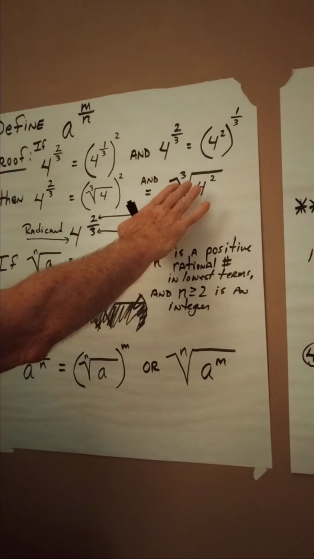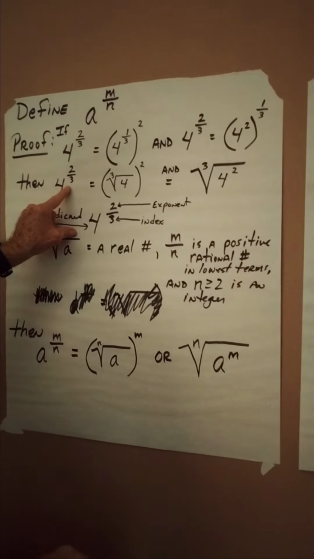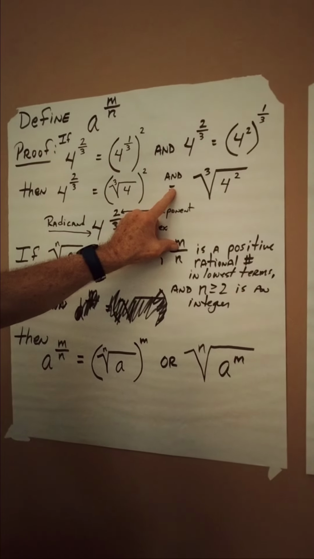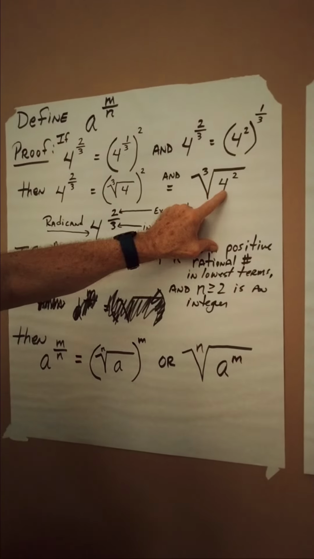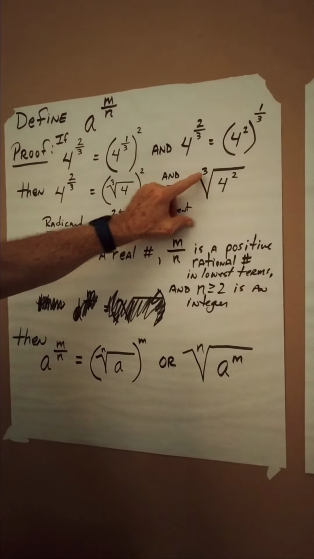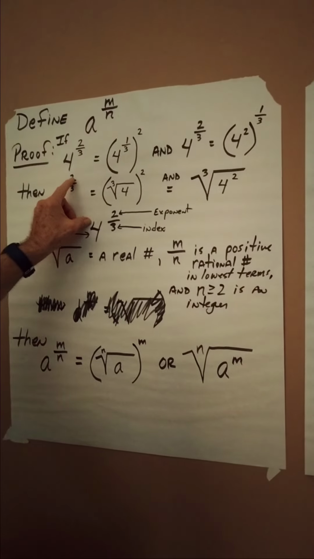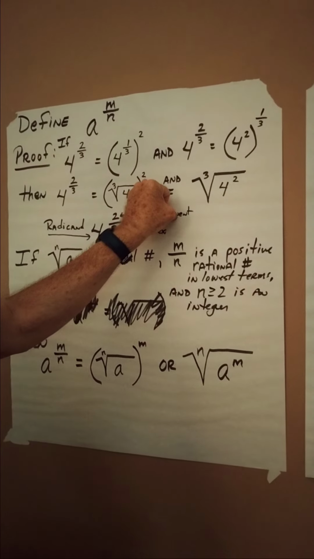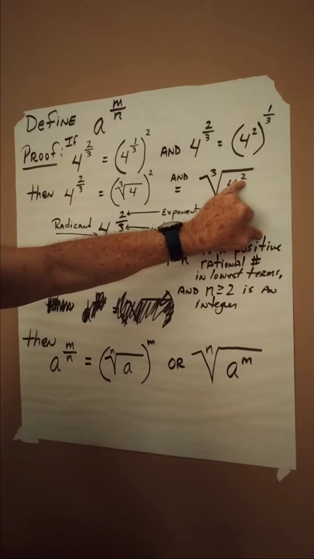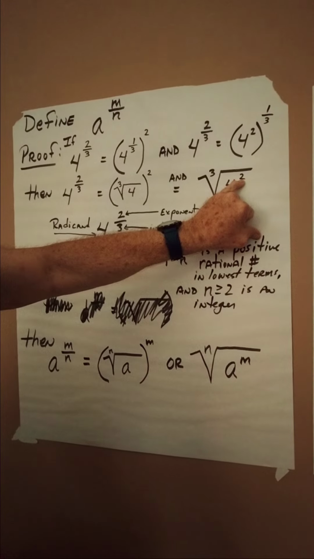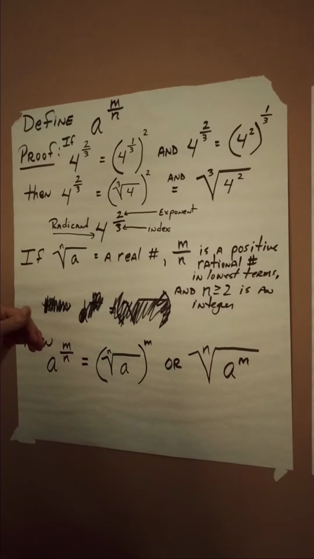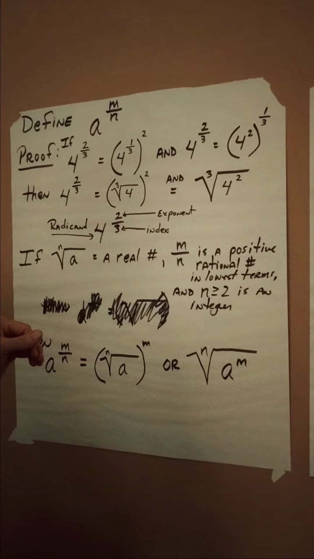It's also true here. 4 to the 2/3 is also equal to this. The 4 is the base, the denominator is the index, and the numerator 2, instead of placing it on the outside like we did here, we could place it in the upper right-hand corner of the 4. Both of these expressions are identical to one another.